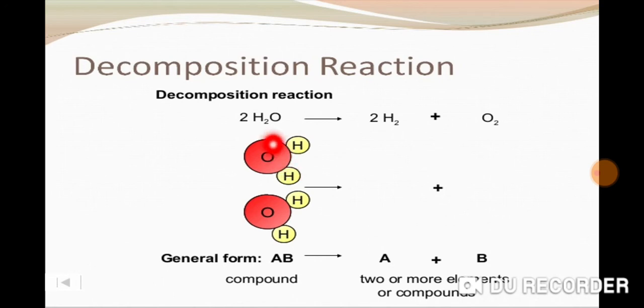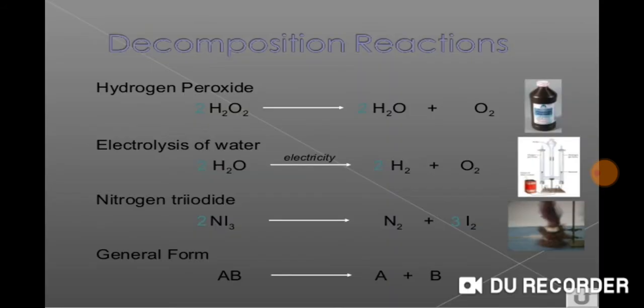Here you can see two water molecules, H2O. H2O, when broken down, will form hydrogen gas and oxygen gas. And this is the general formula: AB, when heated, is broken down into A plus B. Now the examples of decomposition reaction: hydrogen peroxide, when heated, transforms into oxygen gas and water.